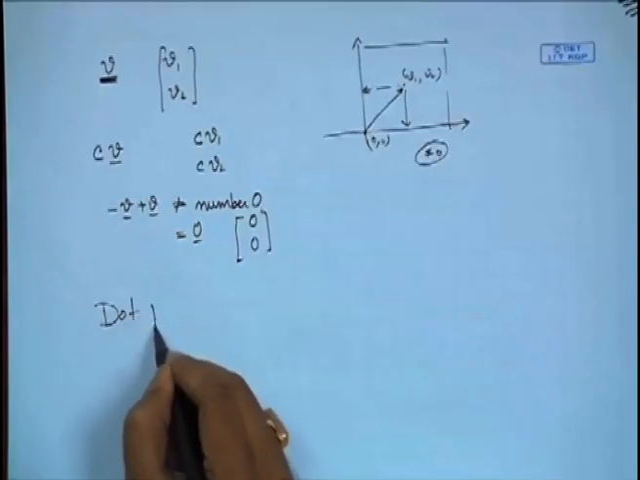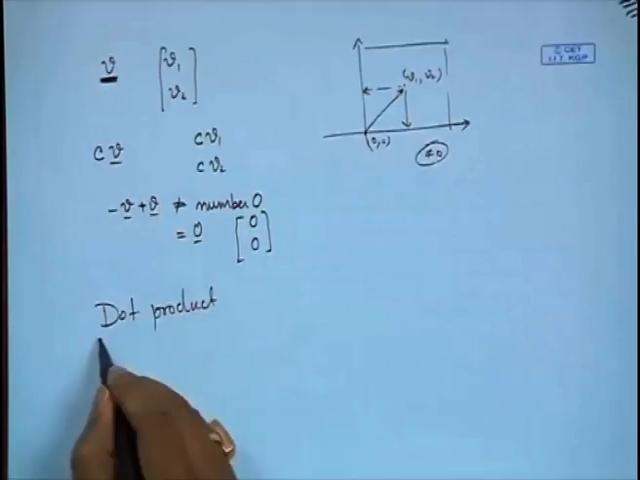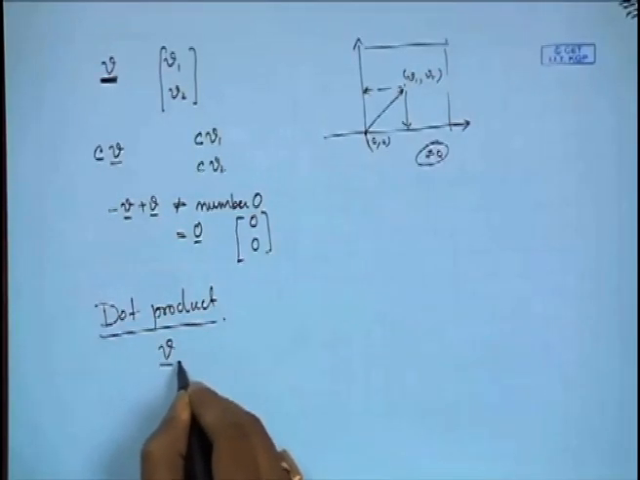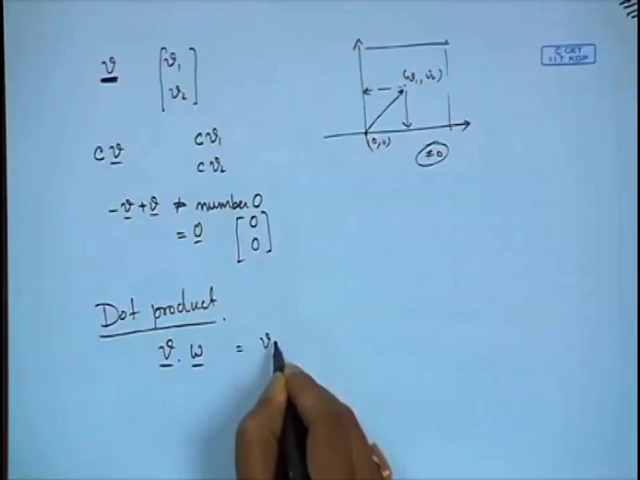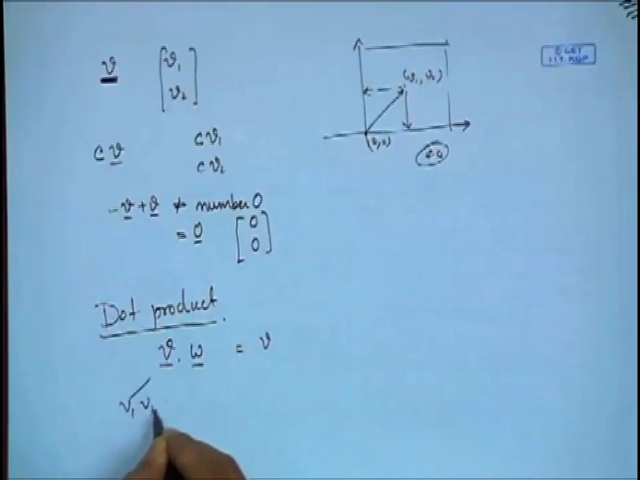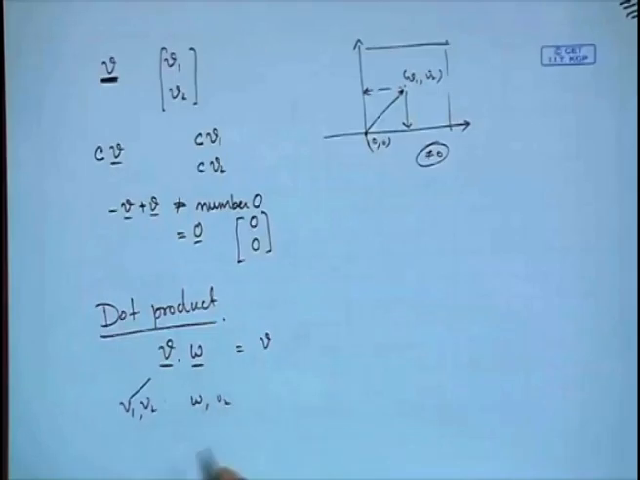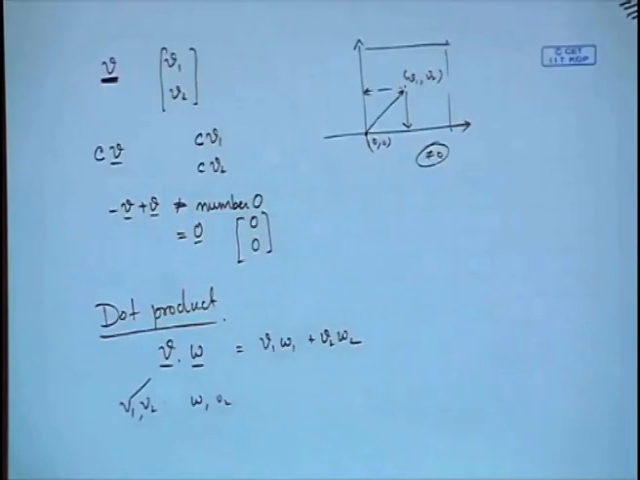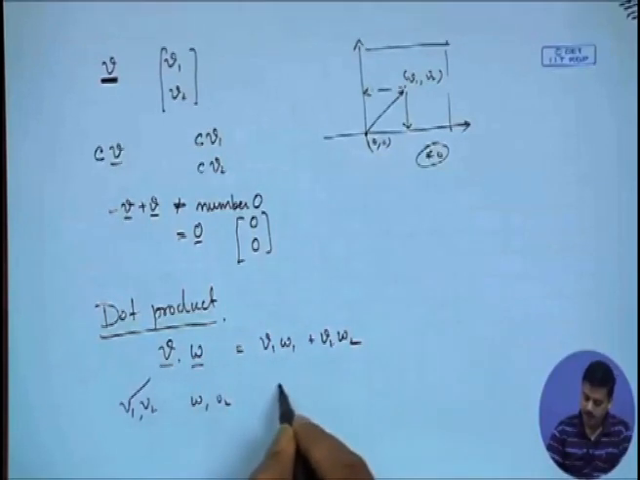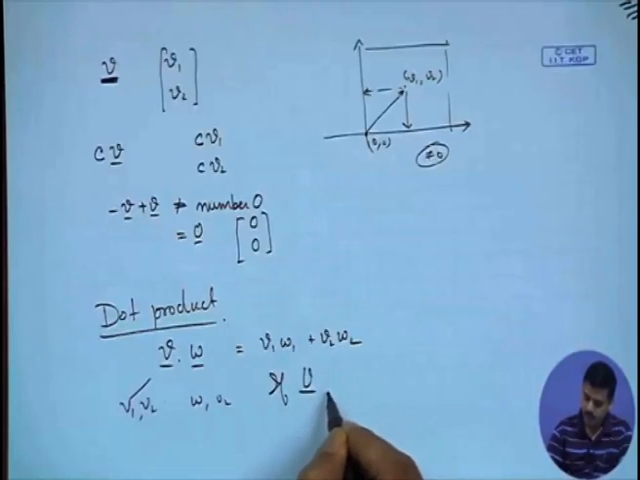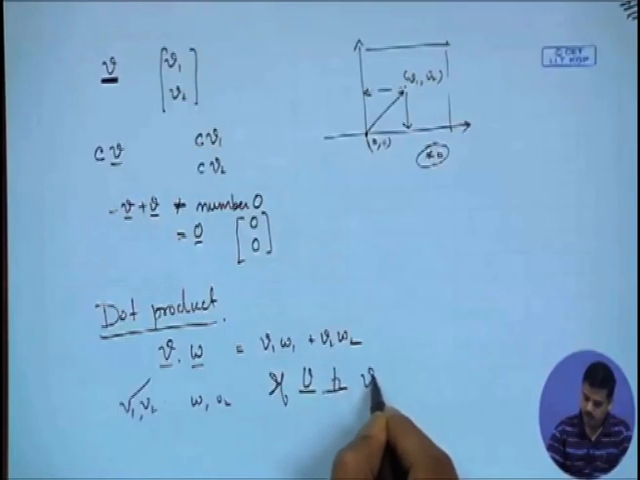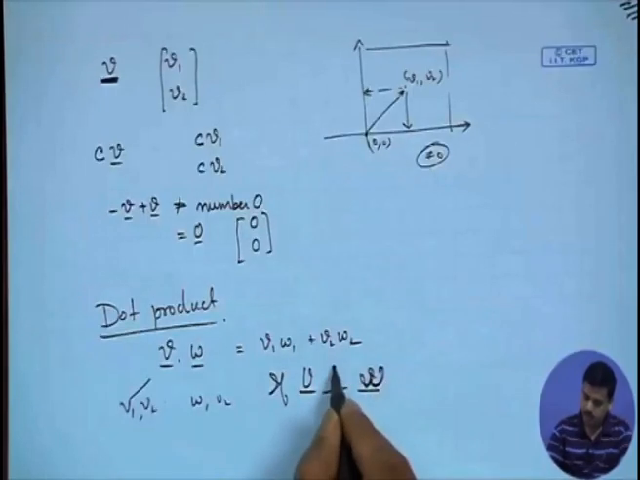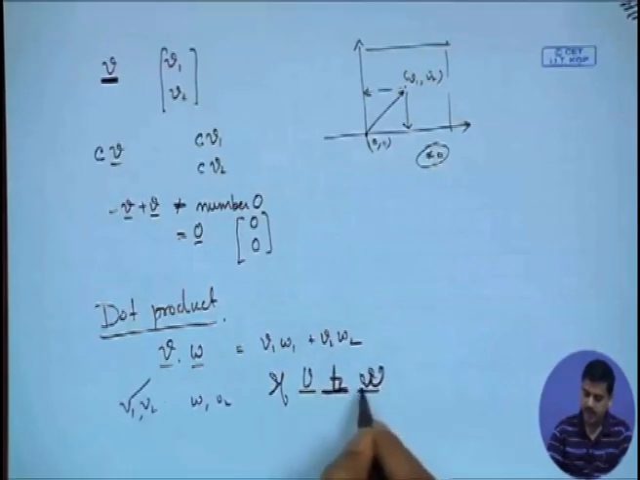If we take the dot product of v with w, where v has v1, v2 as the two elements and w has w1, w2 as the two elements, it is v1 w1 plus v2 w2. That is what you get. And if v is orthogonal to w, where orthogonal means at 90 degrees, you're going to get a specific answer.